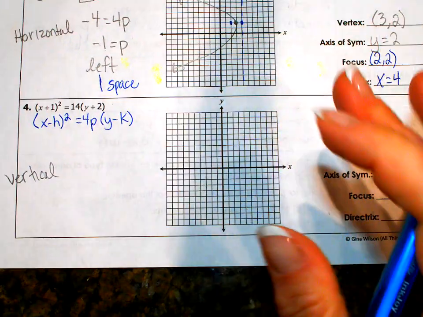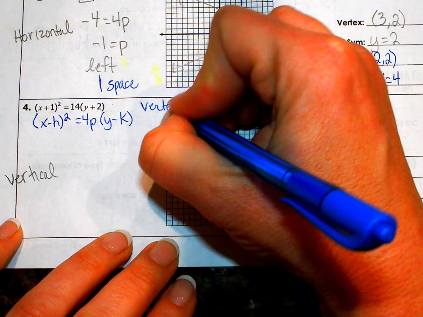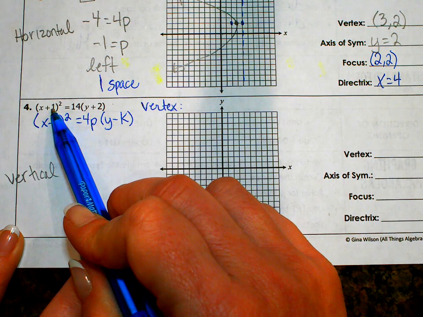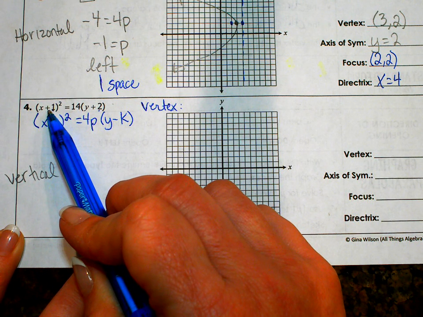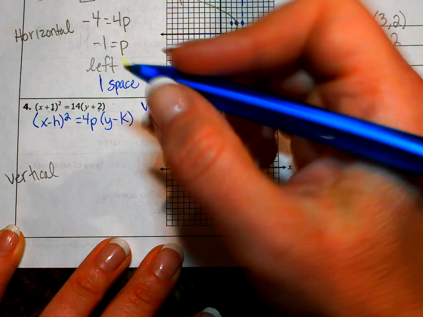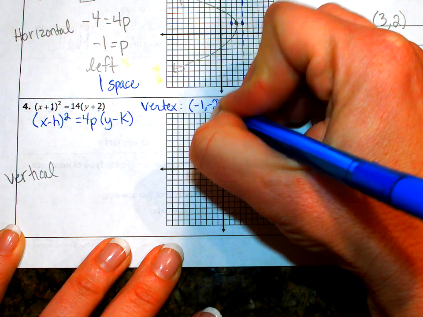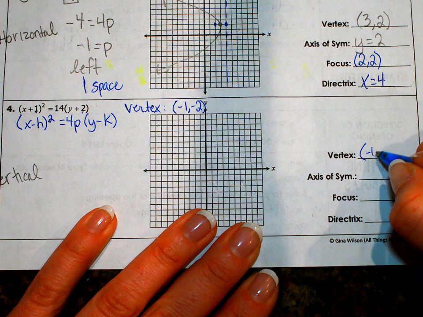So I need to find p. My vertex is what? h, k. Opposite signs. So this is going to become a negative 1, and this is going to become a negative 2. All right, so my vertex is negative 1, negative 2. I can just put that down now because I know it.